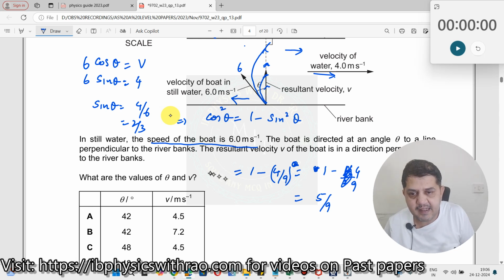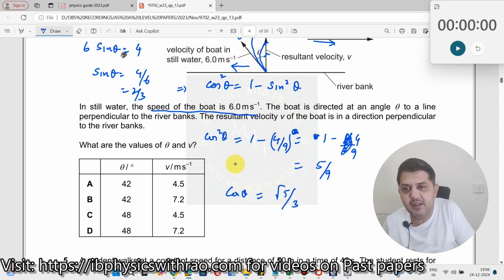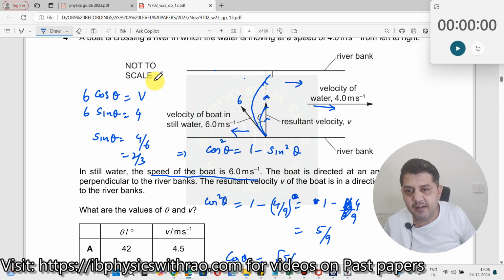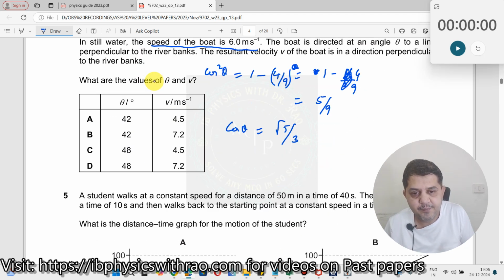So what is this now? This is cos square theta, so cos theta is equal to root 5 by 3. This is what I get. Now let me take this value and substitute it over here. What's the value of v? v is equal to 6 cos theta. I'll substitute it. So v is equal to 6 into root 5 divided by 3, which should be, 3 2s are 6, you get the answer as 2 root 5.